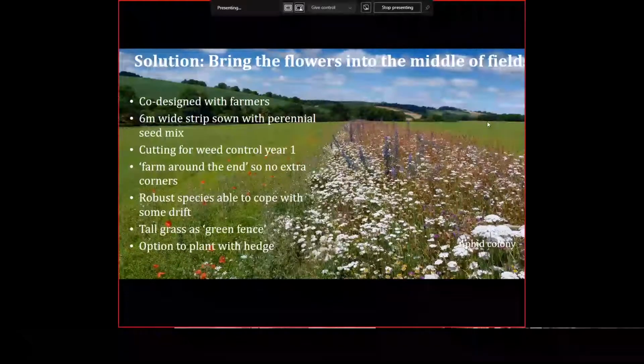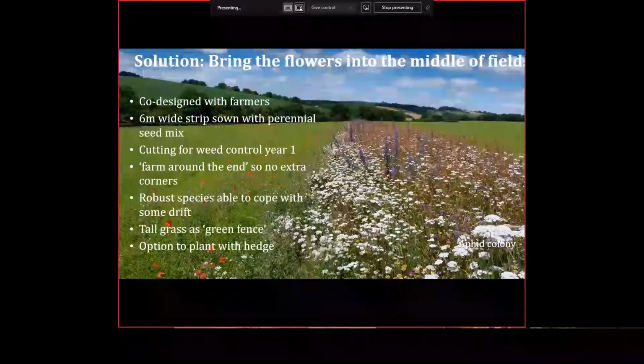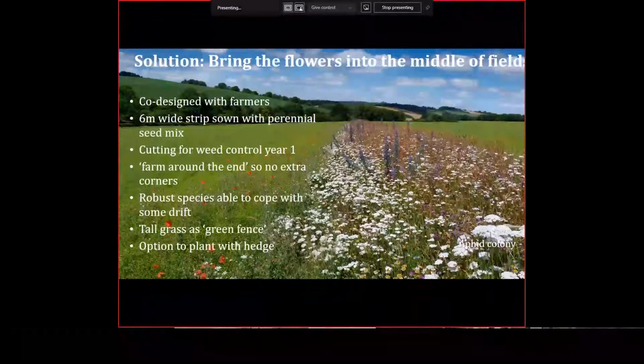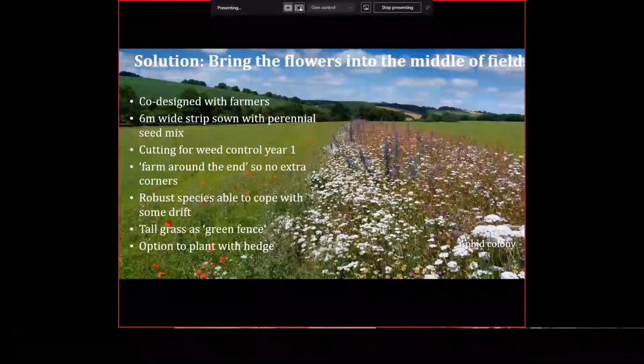So this is the in-field strip, the solution, if you like, to overcoming the lack of habitat and lack of dispersal ability of the beneficials. So how do you get them to the middle of the field? It's very much co-designed with farmers like Julian as a practical farming solution. A 6 metre sown strip with a perennial seed mix for weed control. Lots of cutting in year 1. We farm around the ends.